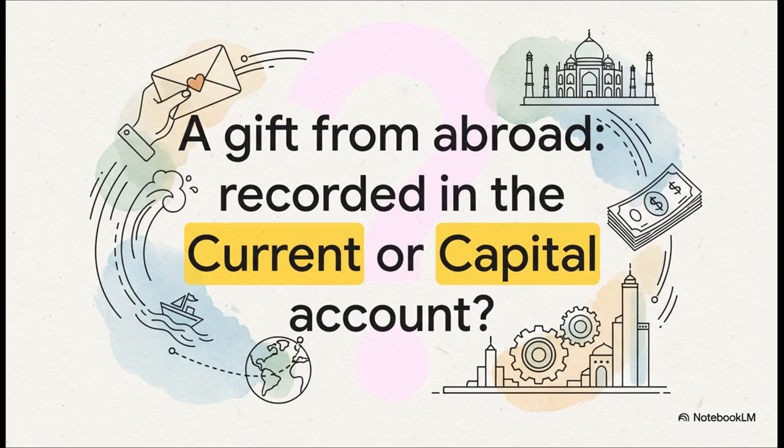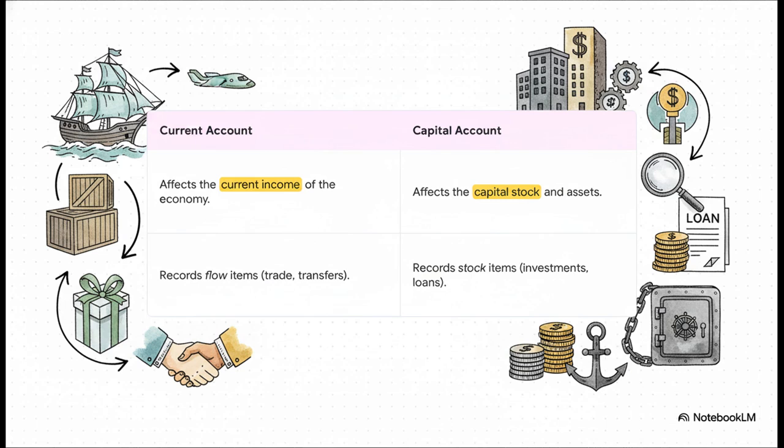All right, time for another question. This one's for Ashmitha and Asifa. Let's imagine someone in India gets a monetary gift from a relative living in another country. It's a one-way transfer, right? Money just comes in. So in which of those two accounts, current or capital, do you think that transaction gets recorded? Let's find out. This table has the answer.